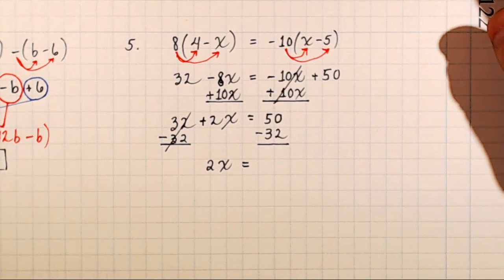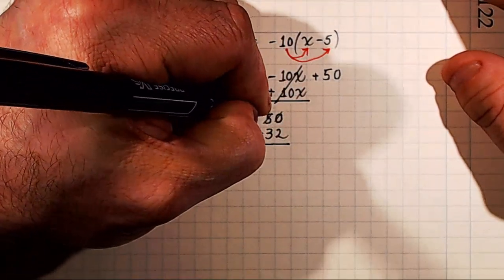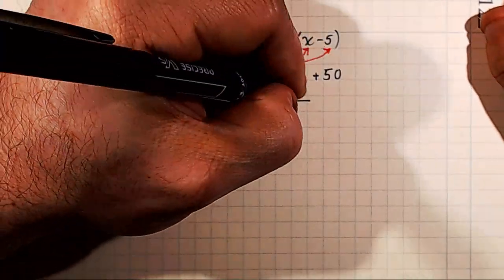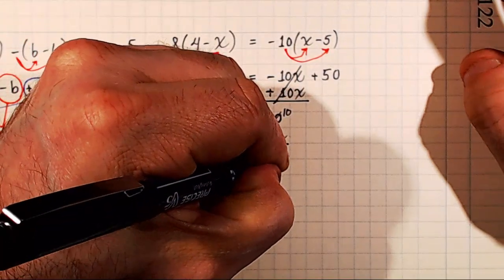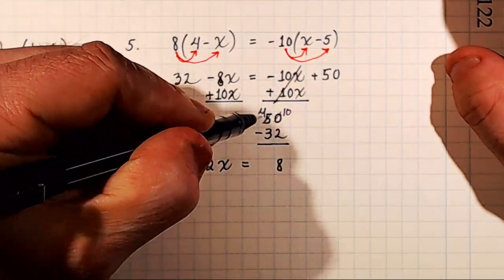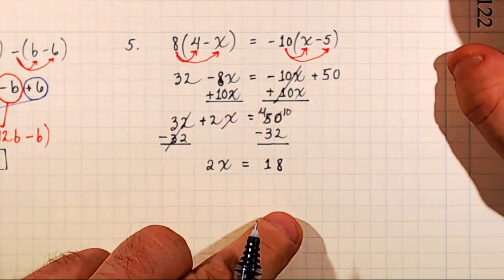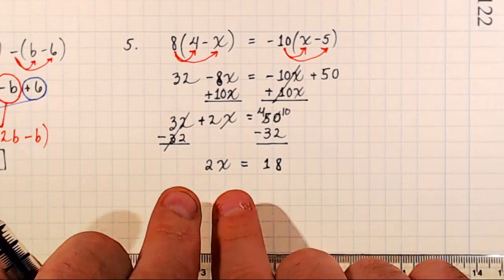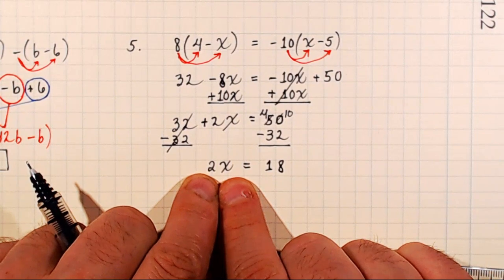Now if you don't have a calculator, like I don't have a calculator, you can do subtraction manually and borrow from the tens column. And then this becomes a 10. 10 minus 2 is 8. And then 4 minus 3 is 1. So I have 2x equals 18. Okay. Now my attention is now focused right here. 2x. I want the x by itself.